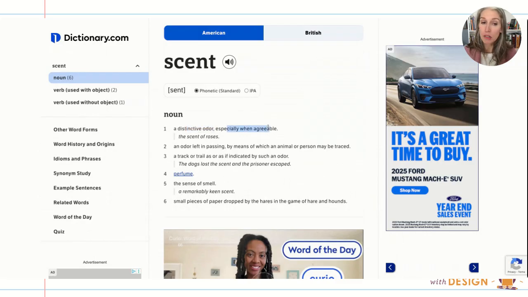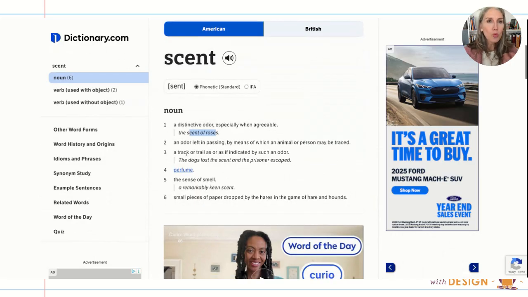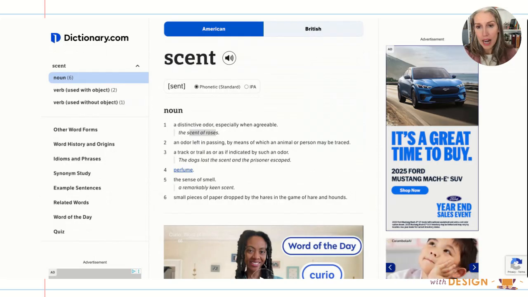But especially when agreeable, it really is getting more at what a scent is all about, like the scent of roses. That's definitely something that people like, right? It's a pleasant smell. And then perfume is listed. So what we're doing here is we're just taking a look at the words listed here, and we're doing a little bit more analysis, a little bit more research actually about what these words mean.